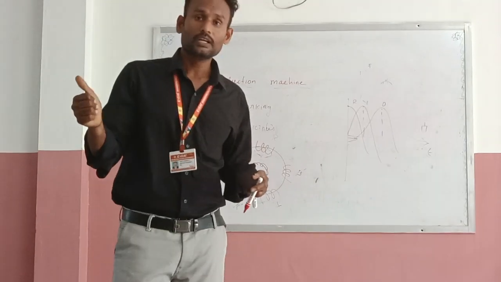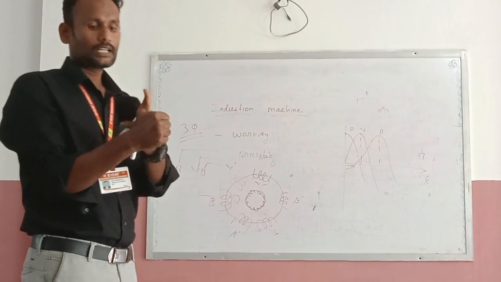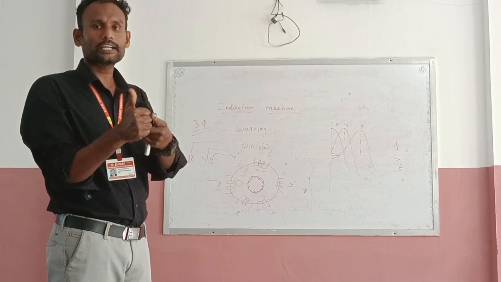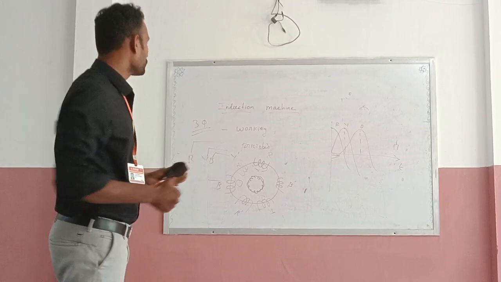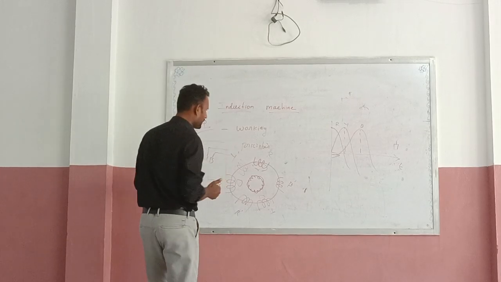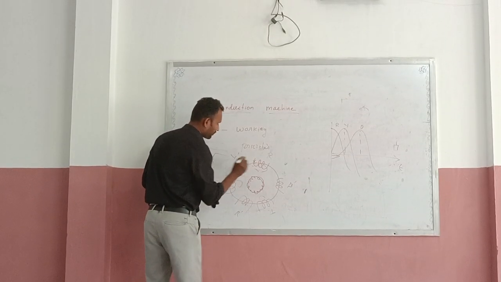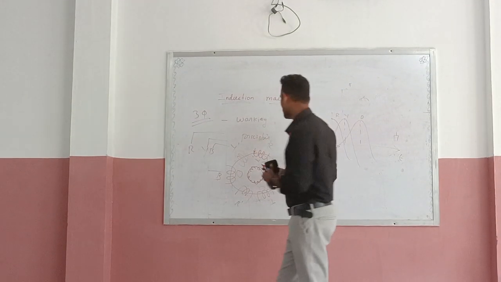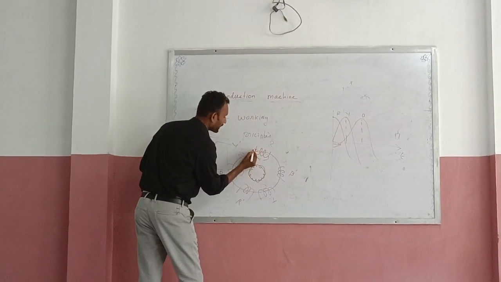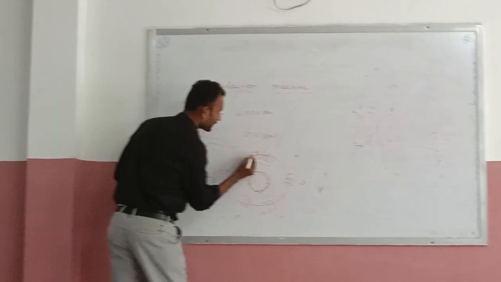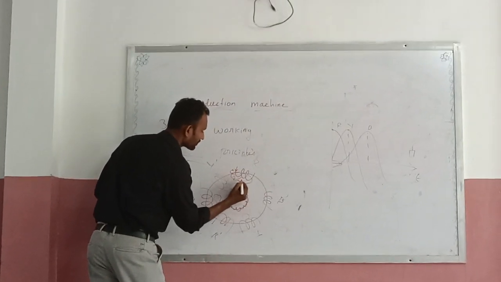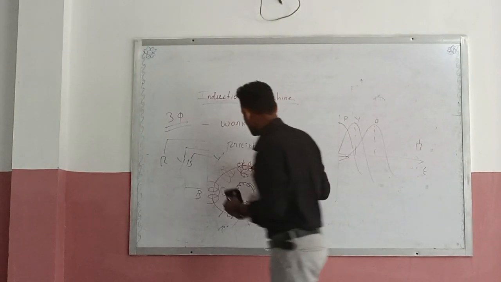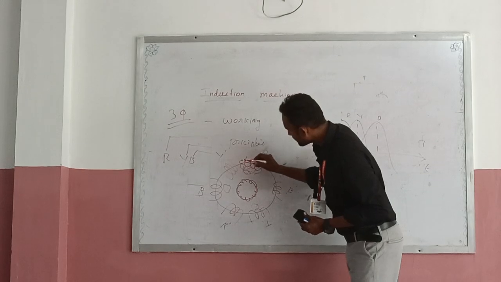What is the right hand thumb rule? The right hand thumb rule says that the thumb indicates the current direction, and the folded fingers indicate the flux direction. So we need to know the flux direction. For example, this is the current direction, downward. Then what is this? Flux direction. Like this. So current is coming down, flux is going in this direction.